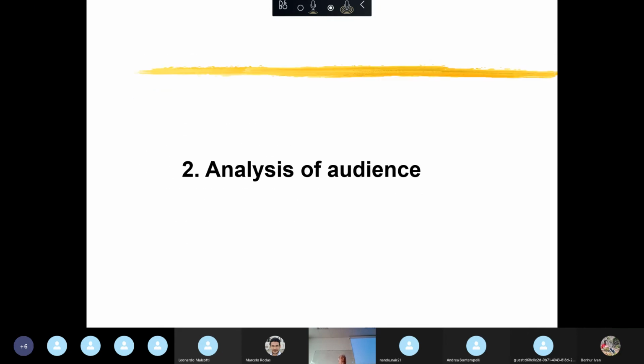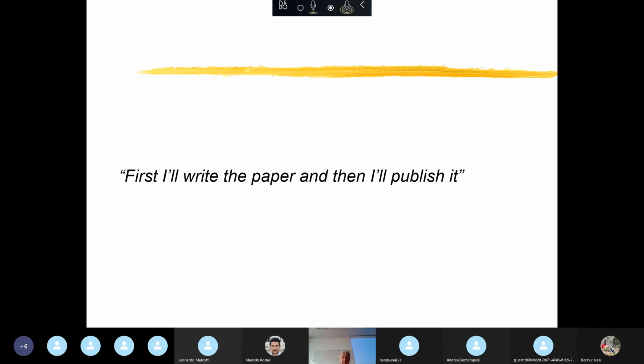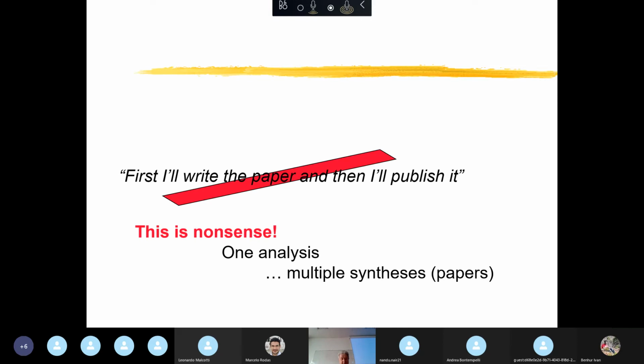So once you have decided to write the paper, the issue is the analysis of the audience. This is something I heard from someone: first I write the paper and then I'll publish it. Right? So, I have a wonderful idea, I've written the paper and then I publish it. This is nonsense.